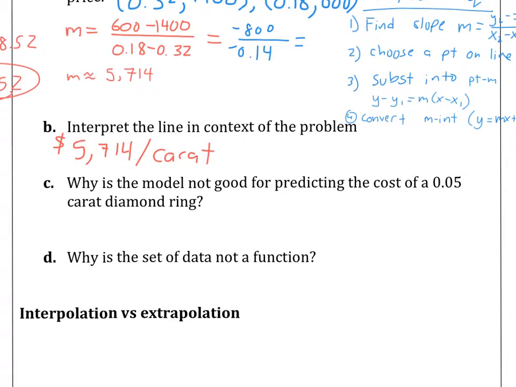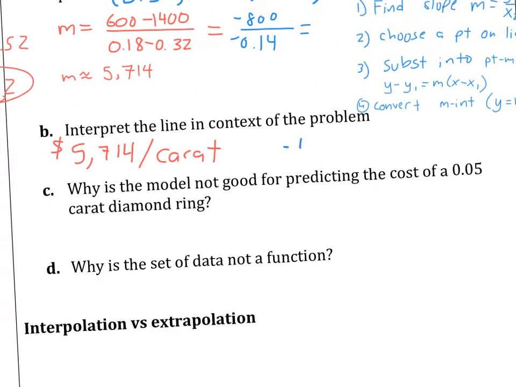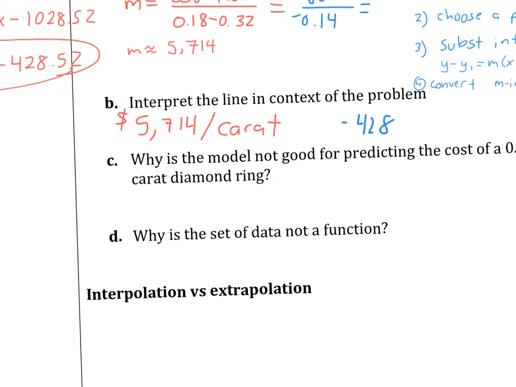Does anyone have any clue what the negative number means? What does the negative 428 mean? What if you bought 0 carat? What would this say? That you earned 428. Right, so that doesn't quite make sense. Whatever we're trying to figure out, I'm not sure what that means, but that's probably the deduction they give you for buying a larger carat or something.